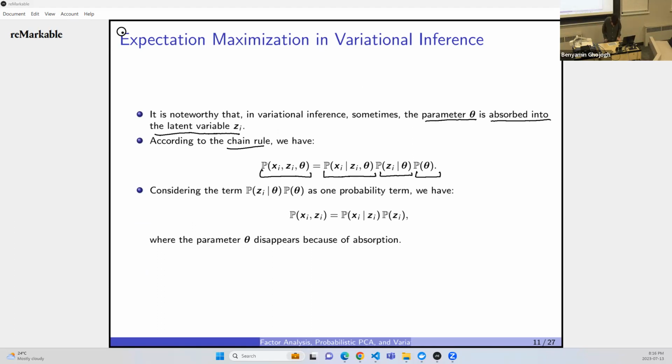Now consider this as one probability term. So you can write it as P of Zi. We have absorbed theta into Zi, therefore it becomes this. Sometimes in the literature you will see this.